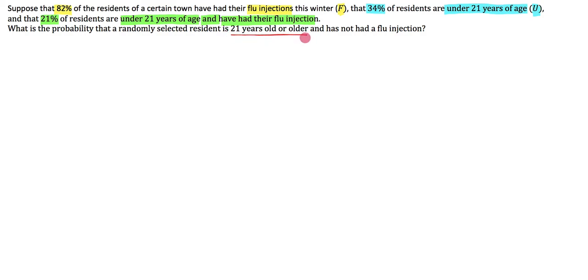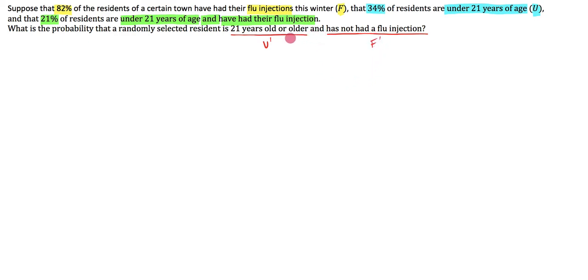or older. So that would be U dash. Let's all appreciate that: 21 years or older. If we know that U is under 21, we're looking for U dash, and has not had the flu injection. Well, if F is having the flu injection, that's going to be F dash.